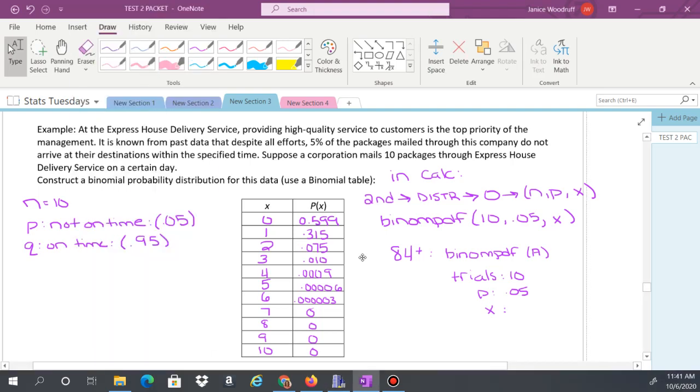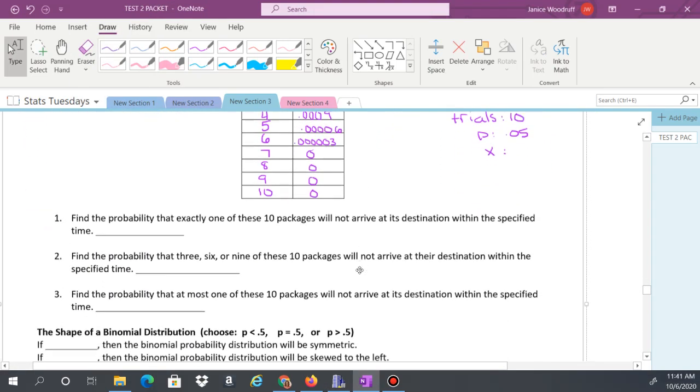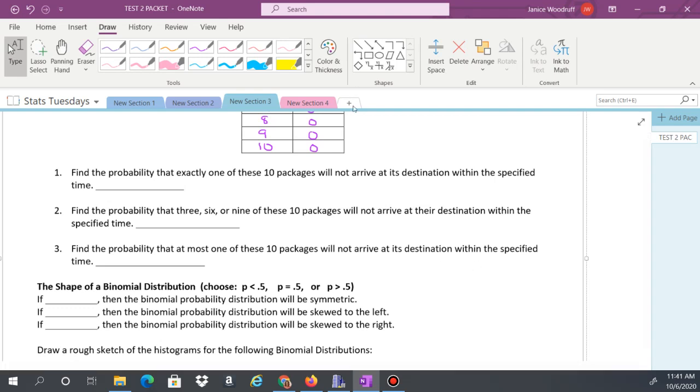Once you have the probability distribution filled out, find the probability that exactly one of these 10 packages will not arrive within the specific time. So that means it's just P of 1. So P of 1, if we look up at our table, is 0.315.